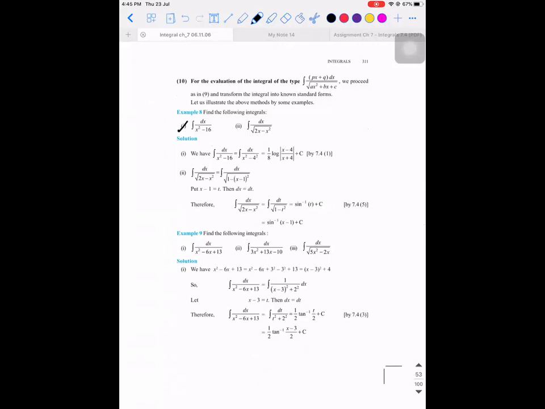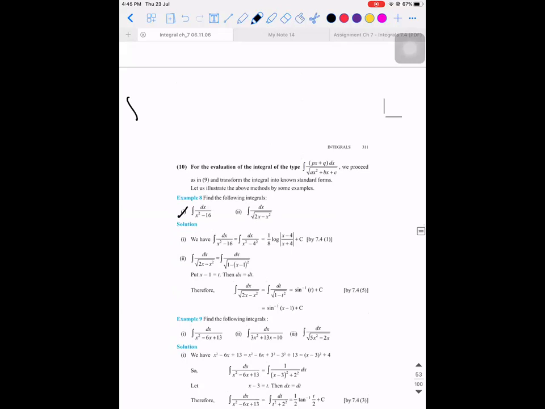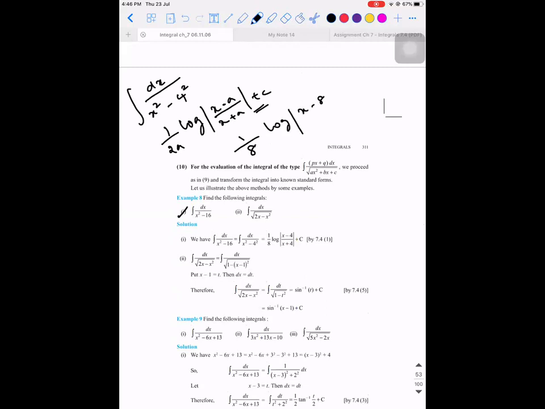So integral of dx divided by x square minus 16. It is looking in which format? x square minus a square, that is x square minus 4 square. So a is how much? 4. So for x square minus a square, the formula is 1 by 2a into log of mod x minus a divided by x plus a, plus c. Correct? So 1 by 2a, that is 1 by 8 into log of mod x minus 4 divided by x plus 4, plus c. This is the answer. This is how you need to leave it.